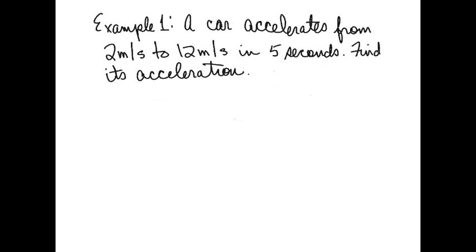Here's our first example. A car accelerates from 2 meters per second to 12 meters per second in 5 seconds. We need to find its acceleration. Start with the definition. Acceleration is equal to the change in velocity with time, or v2 minus v1 divided by t. Notice I dropped the vector symbol over both acceleration and velocity because in this case we're not given a direction, so we really don't have a direction to use in a problem. We can't really call it a vector. We're dealing with the magnitudes of the vector in this case.